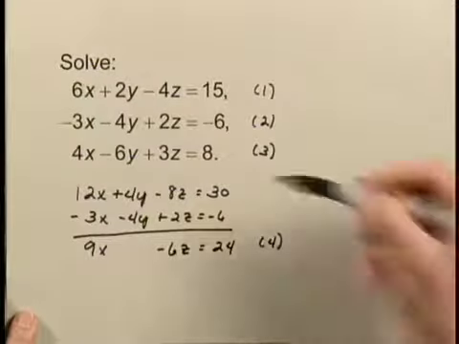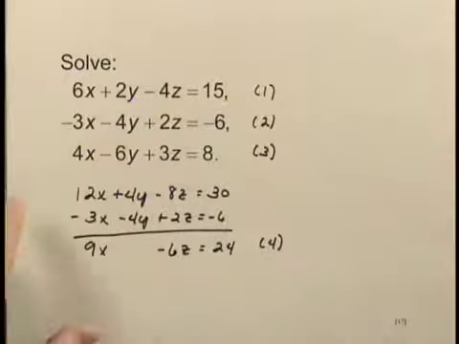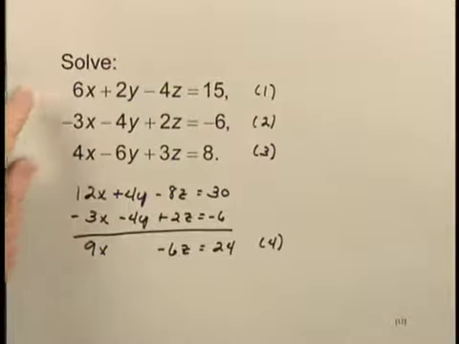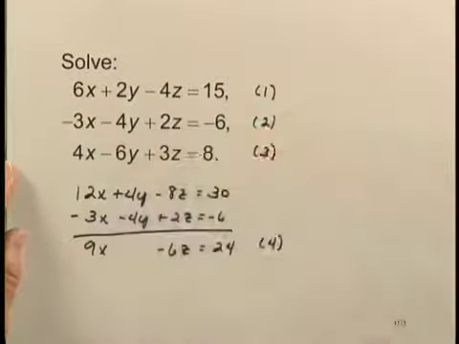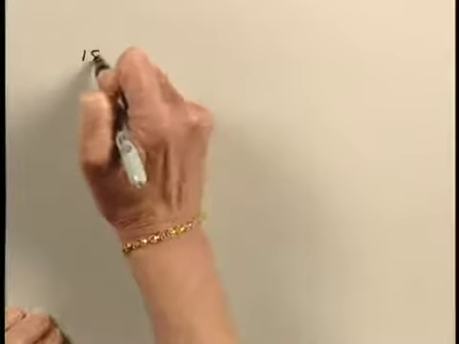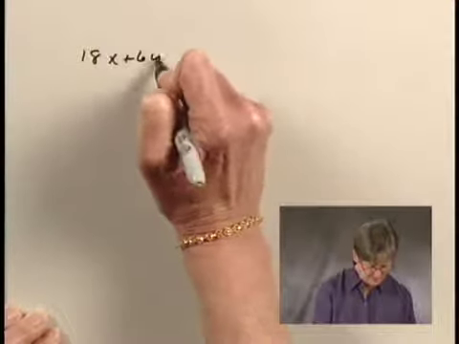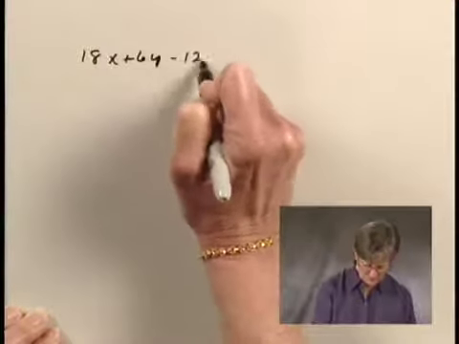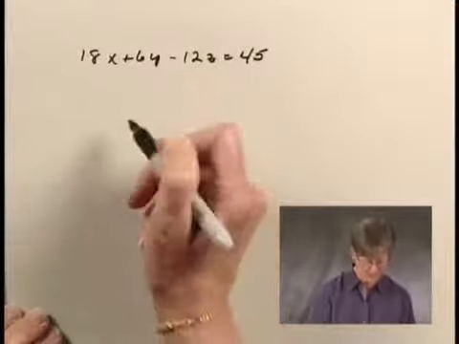Now I'm going to look at equation 1 and equation 3 together and eliminate the y term from that pair of equations. And I see that if I would multiply equation 1 by 3, the y terms would add up to 0. So let's do that. When I do that multiplication, I get 18x plus 6y minus 12z equals 45. This is equation 1 multiplied by 3.